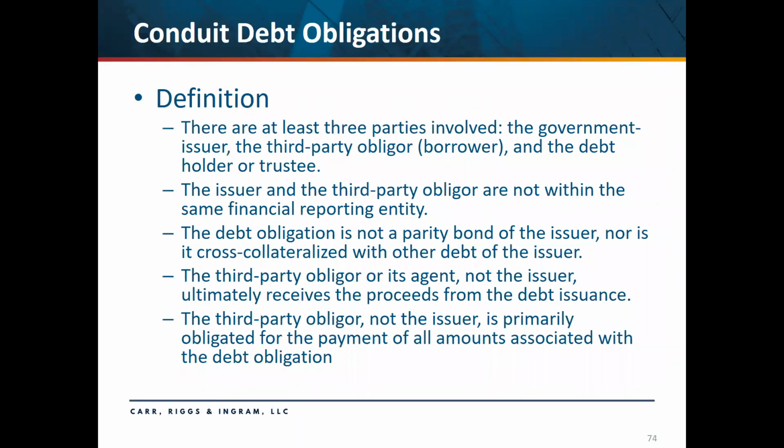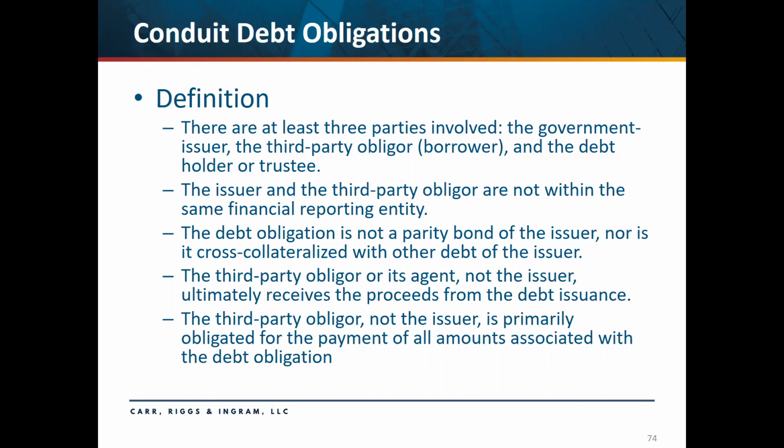So there's at least 3 parties involved. You're going to have the government issuer, the third party who's the borrower, and then the debt holder is a trustee. So you're going to have those 3 different groups that are related to what conduit debt is. And then the issuer and the third party obligor are not within the same financial reporting entity. So it's not like a component unit and the primary government. It's a separate third party.